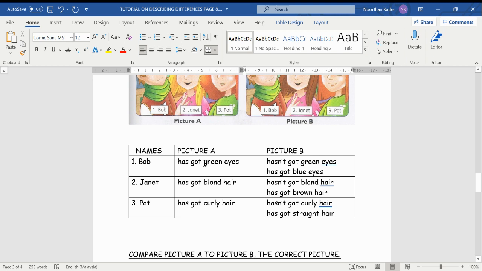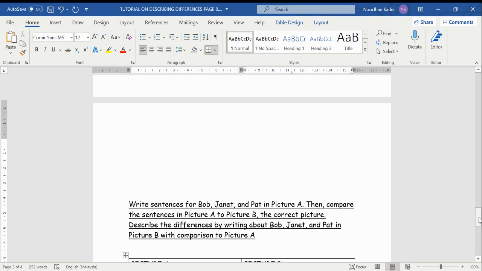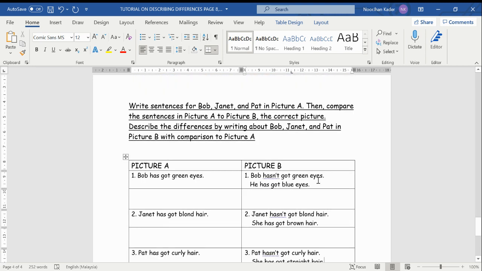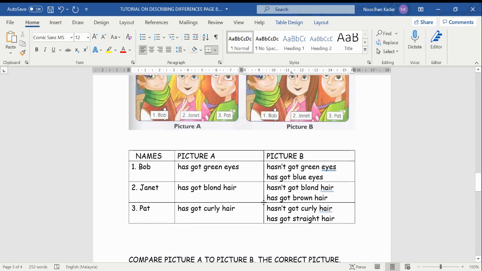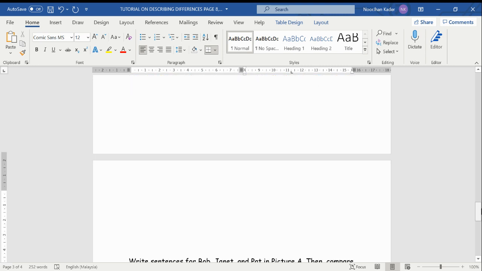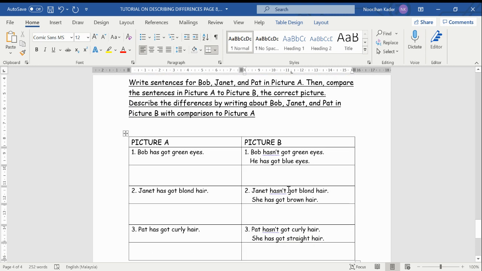So picture B, no. Bob hasn't got green eyes. He has got blue eyes. Let's check. Okay, Bob hasn't got green eyes. He has got blue eyes. So I've added Bob and he. Here is only phrases. Okay, Janet. Janet hasn't got blonde hair. She has got brown hair. Okay, let's check. Janet hasn't got blonde hair. She has got brown hair.